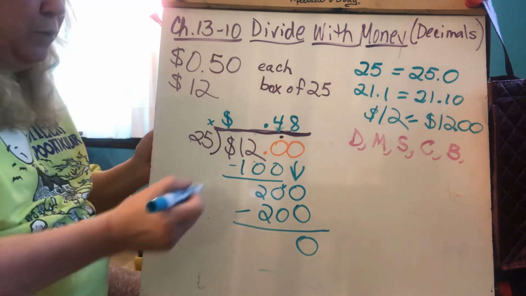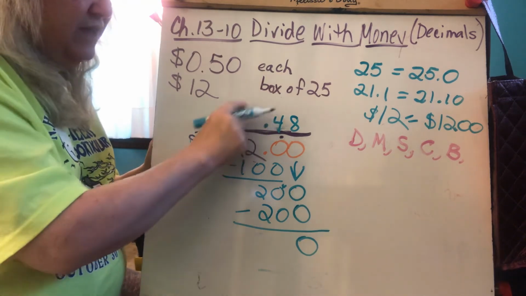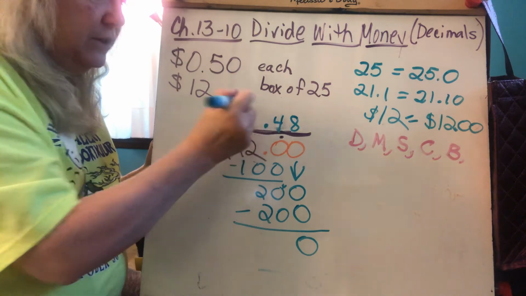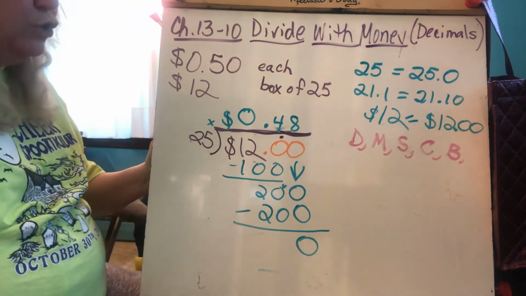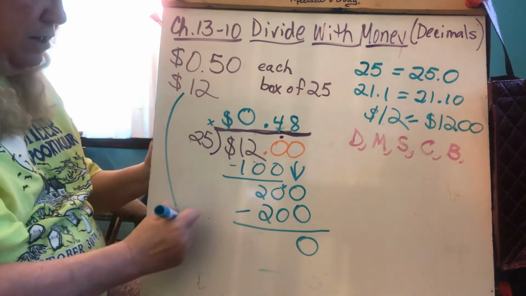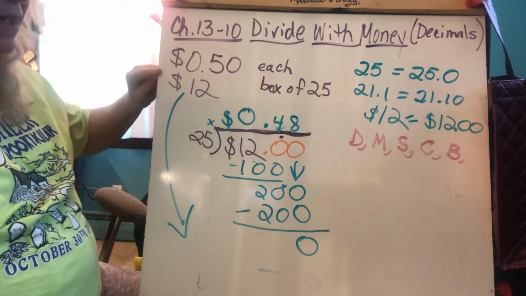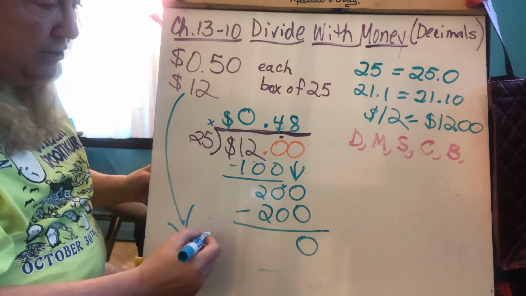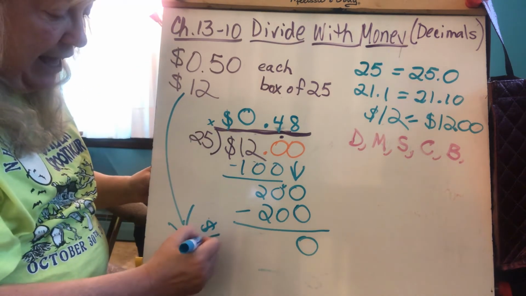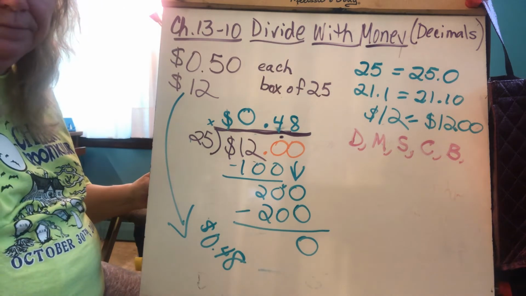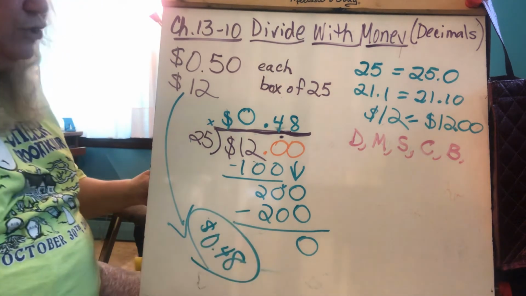Also, we never just leave this blank here. When we're talking about money, we go back and put the 0 in our answer. So now we know that the box of 25 cards that cost us $12 winds up costing us 48 cents per card. Okay, 48 cents for each card.